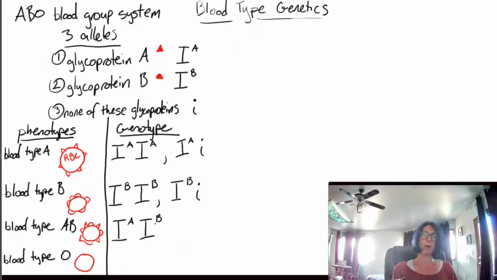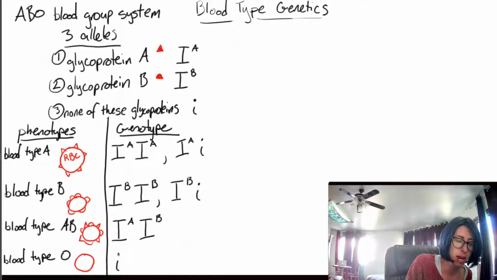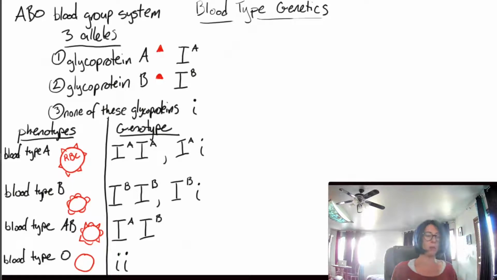And blood type O, now remember this is the recessive allele. So if the allele that results in no glycoprotein production is paired with any other allele, it'll be masked. So the only way to express it, the only way to be blood type O with no glycoprotein production, is to receive the recessive allele from both parents so that it's not masked by anything that's dominant. So that's blood type O. You receive the recessive no glycoprotein production from both parents.